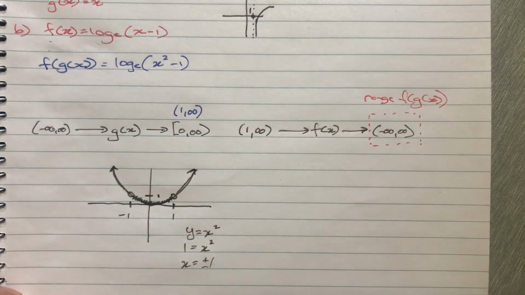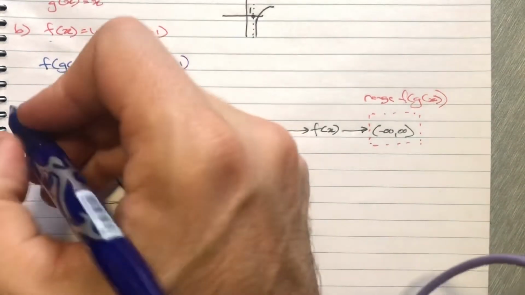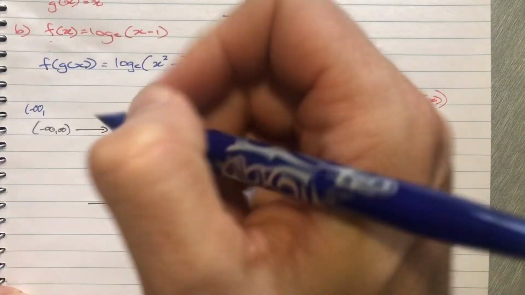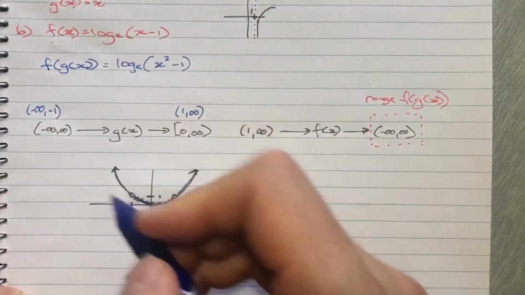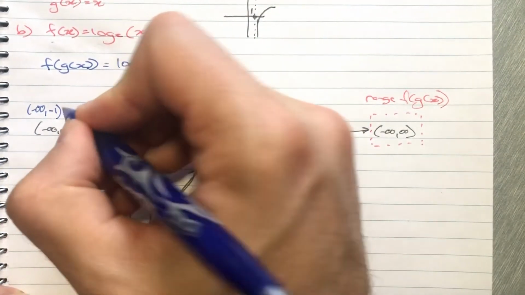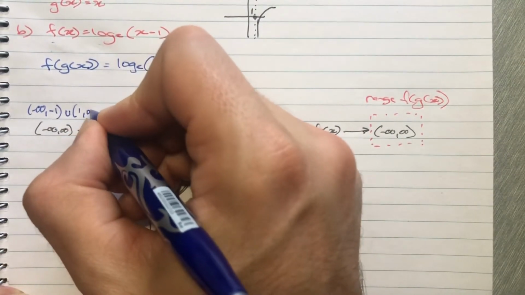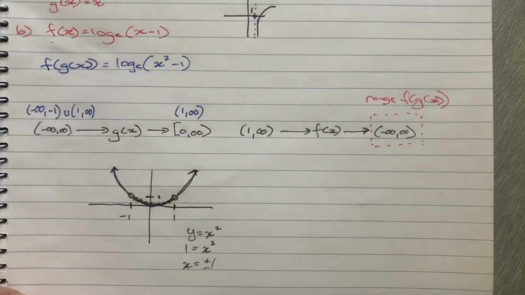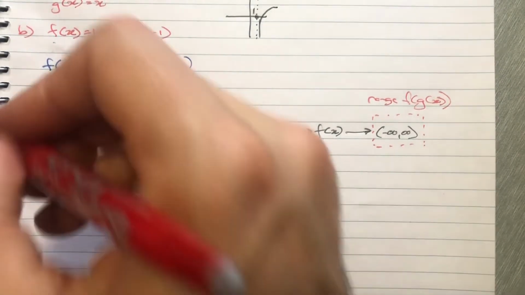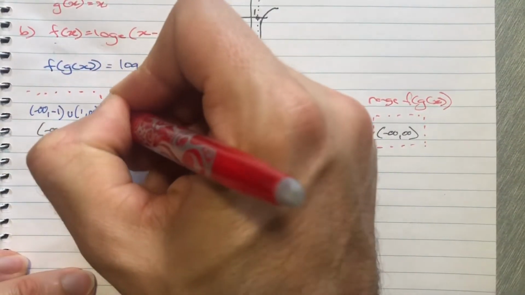So that would mean that we have from negative infinity to -1. That's that section. But we also have from 1 to infinity. So that is the domain of our composite function.